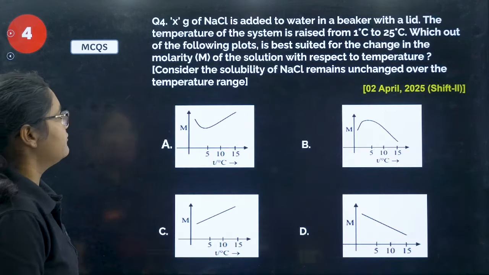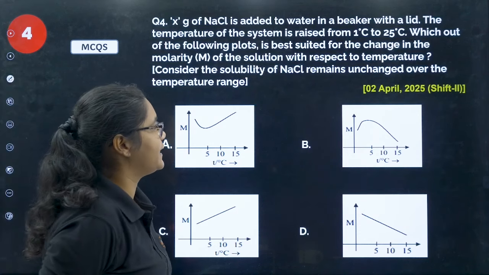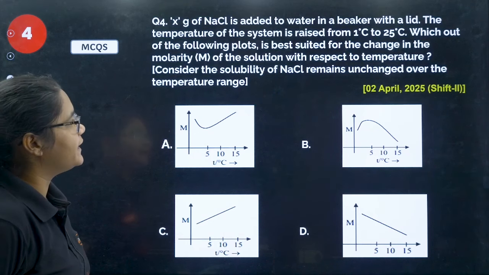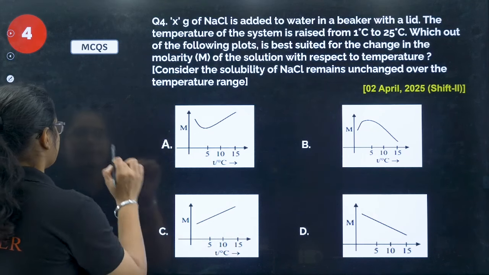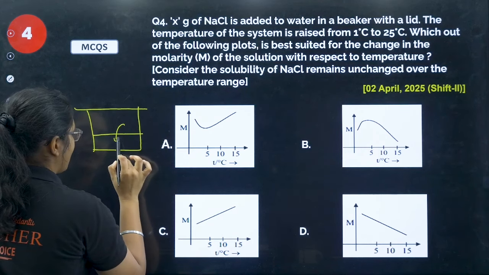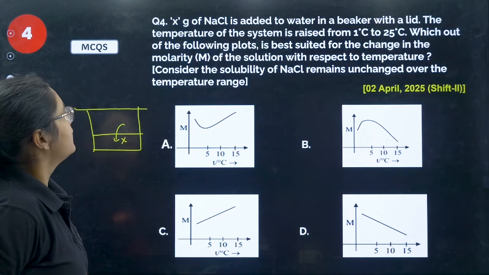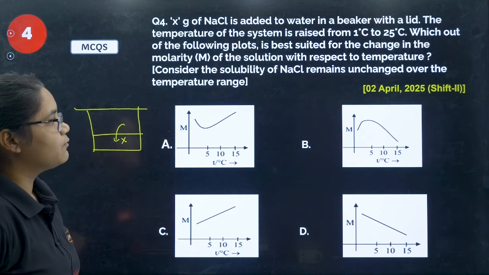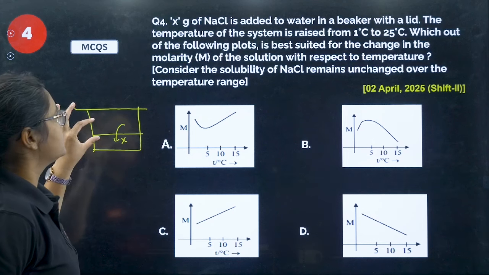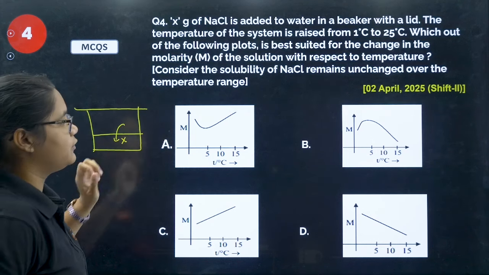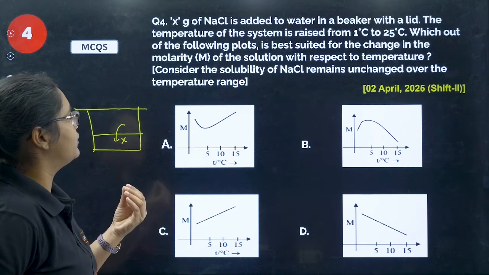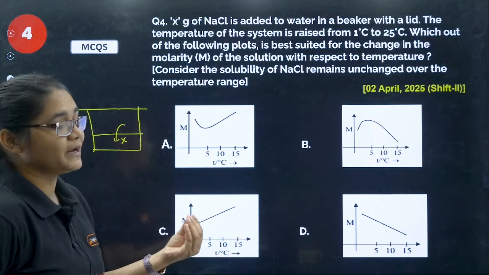Next, question number 4. X gram of NaCl is added to water in a beaker with a lid. So you have a beaker with a lid, it has some water, and you have added X gram of NaCl. The temperature of the system is raised from 1 degree Celsius to 25 degrees Celsius. Which of the following plots is best suited to show the change in molarity of the solution with respect to temperature?